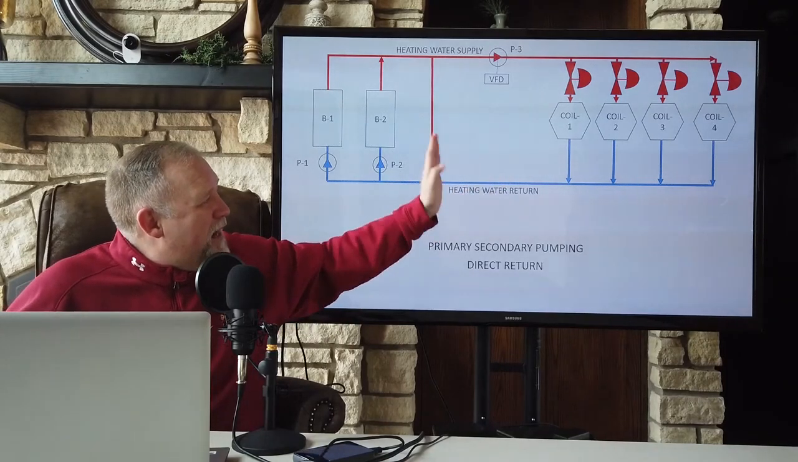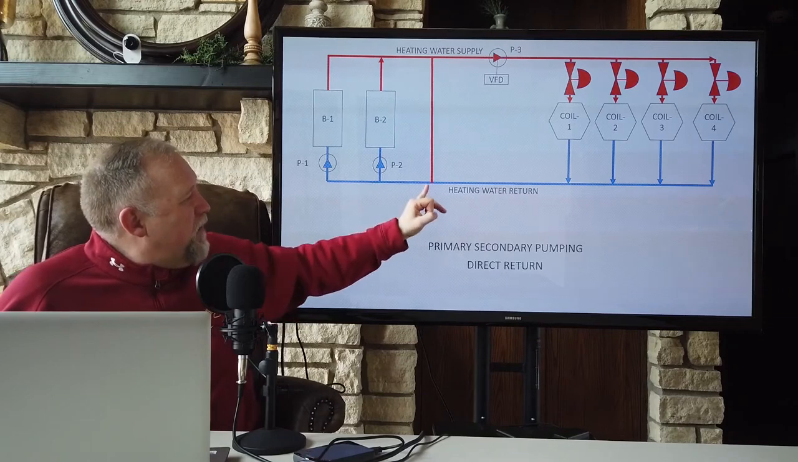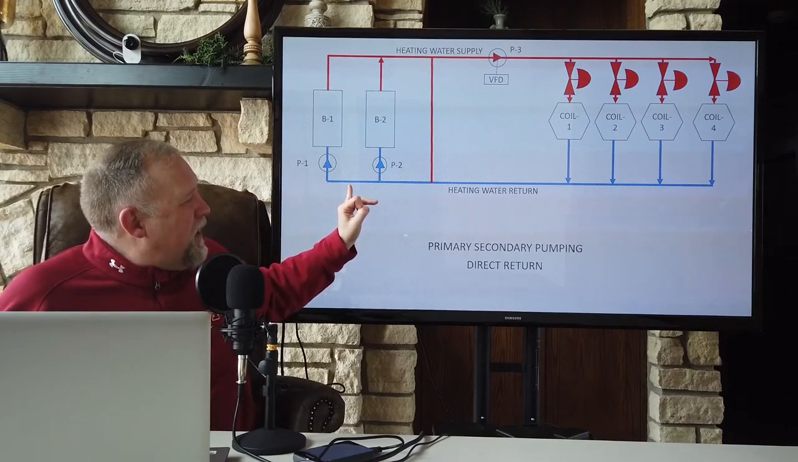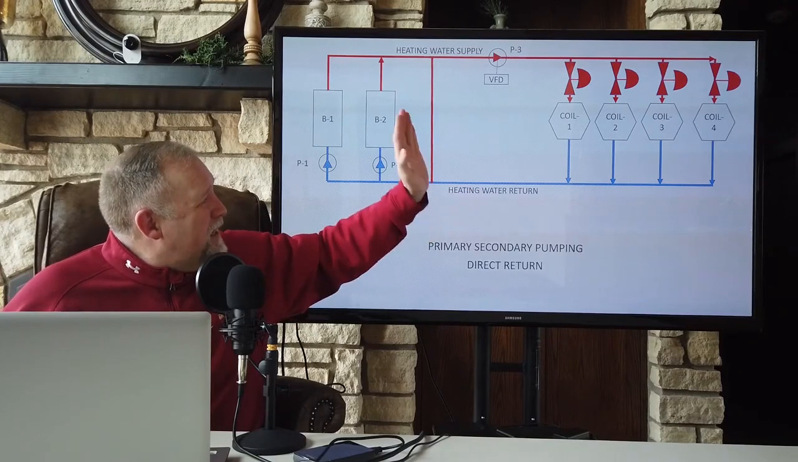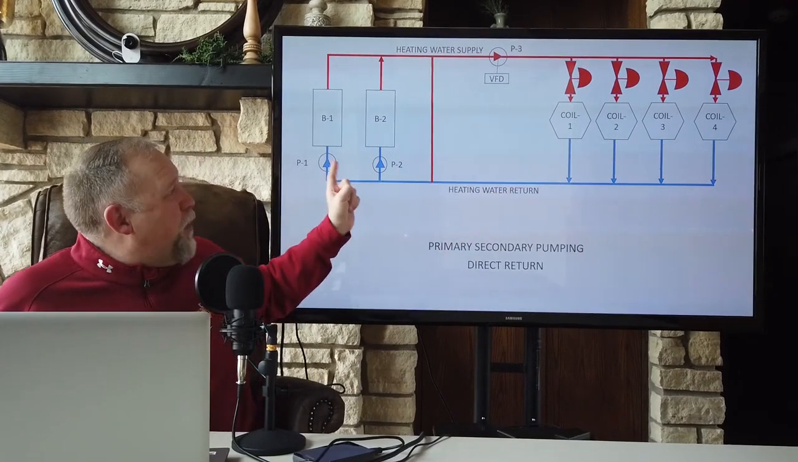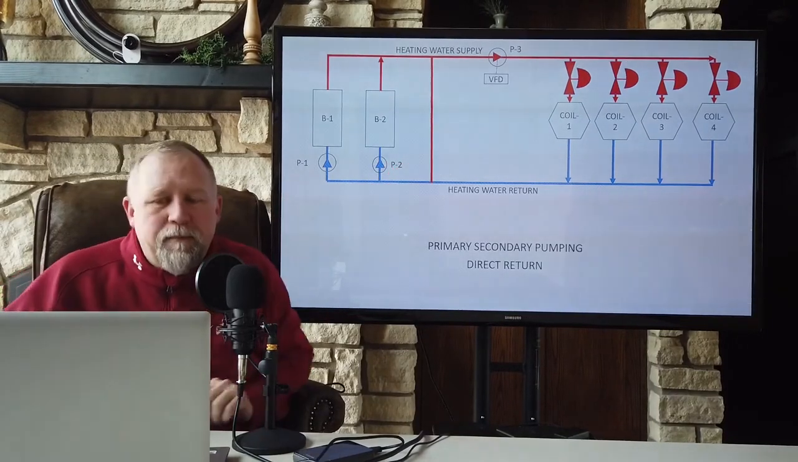By sizing pump P3 properly, we can force as much water as we want through the load side, and that is called the secondary side. The boiler side of this line is the primary side. The load side of this pipe is the secondary side. So these are the primary pumps, and that is the secondary pump.